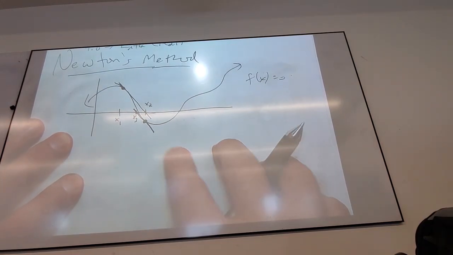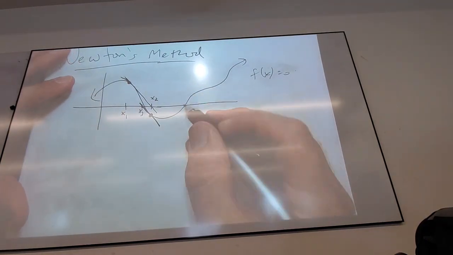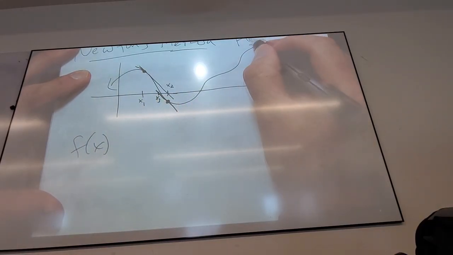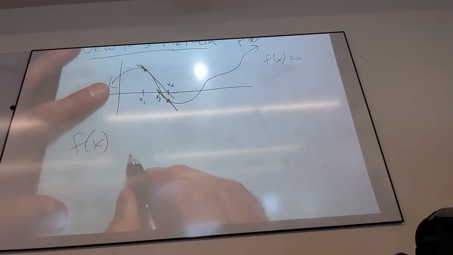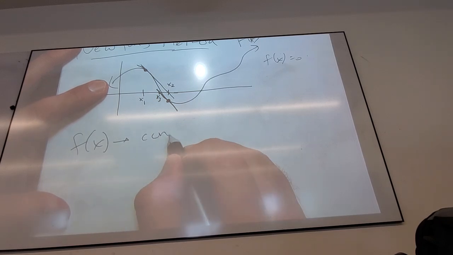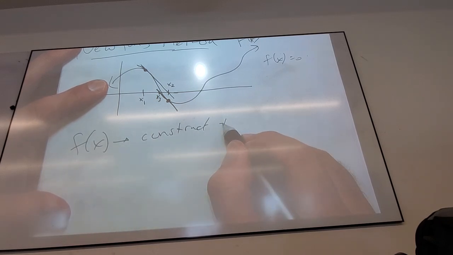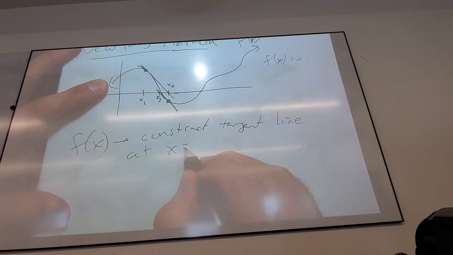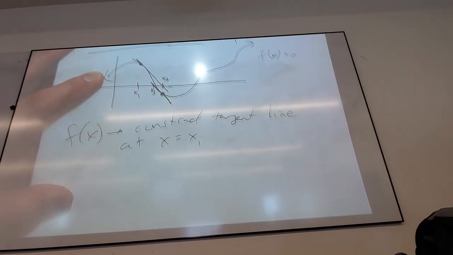Damn. Alright, so to put this together, I'm given a function, right? I'm given a function, and I want to figure out where it's 0, and the way we do that is we construct the tangent line at x equal our first guess.